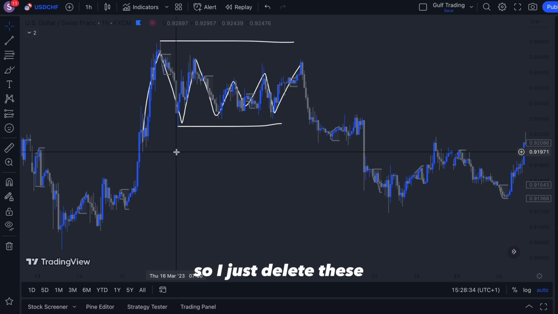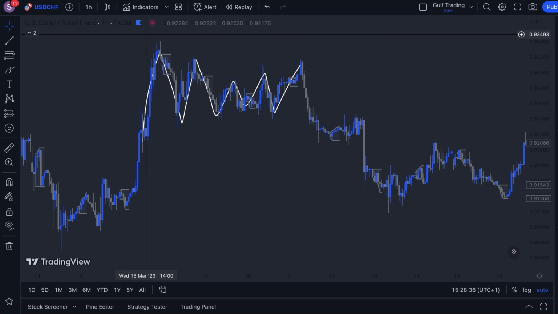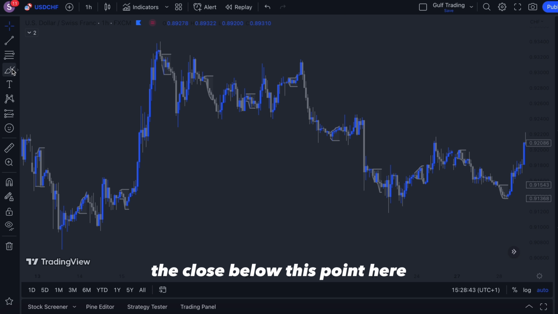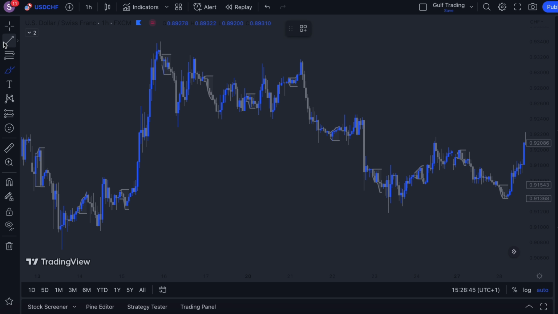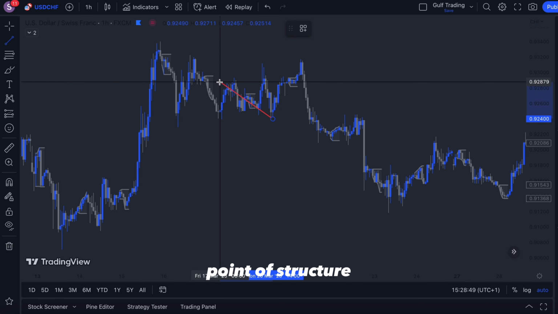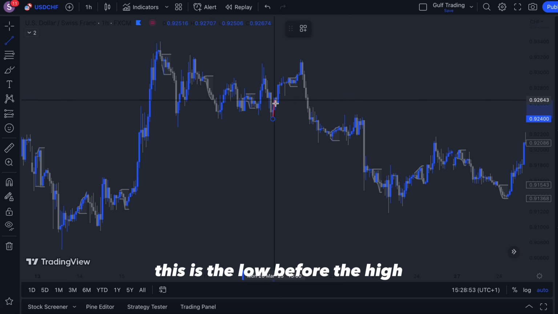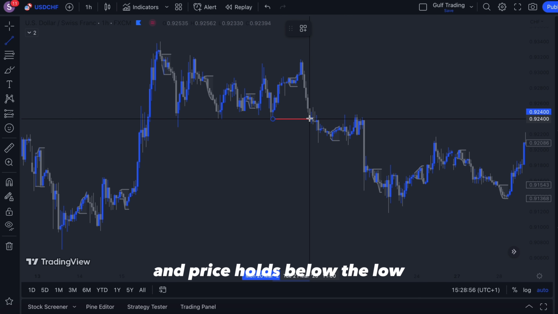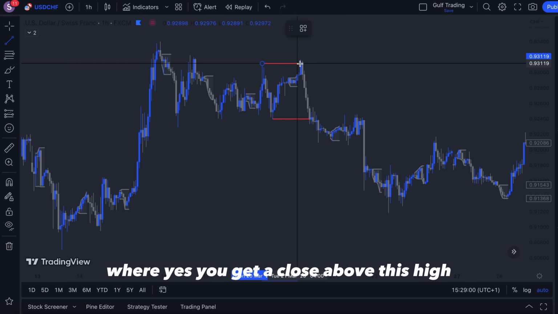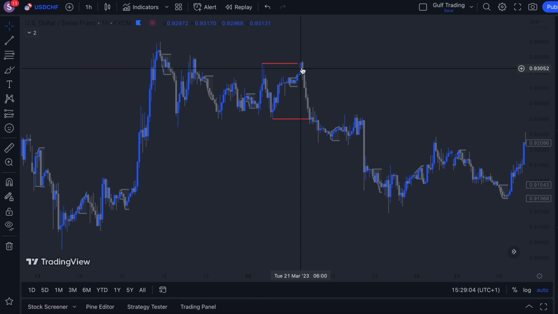So if I just delete these, what you can also see is that after a while we get a close below this point here. That's the key thing, a close below this last point of structure, and you can see the trend going up and down. This is the low before the high, which then gets broken, and price holds below the low, as opposed to up here, where yes, you get a close above this high, but immediately get pushed back down.